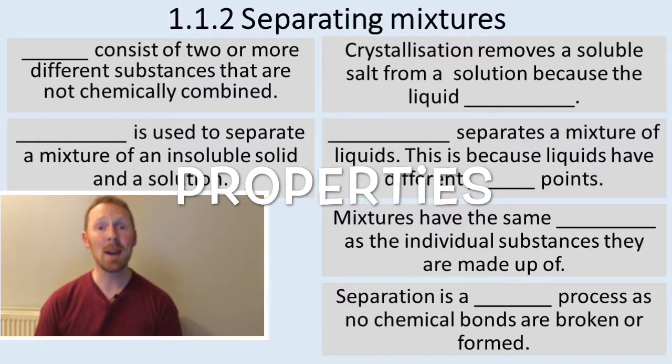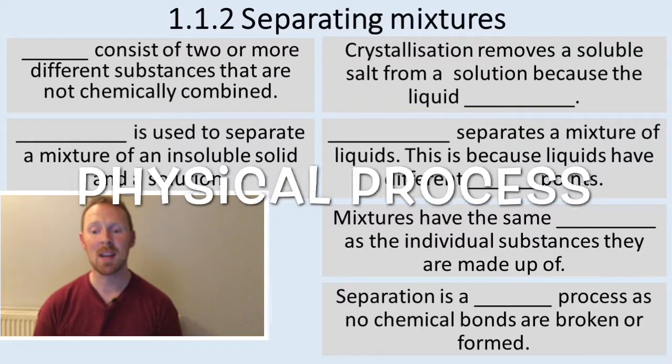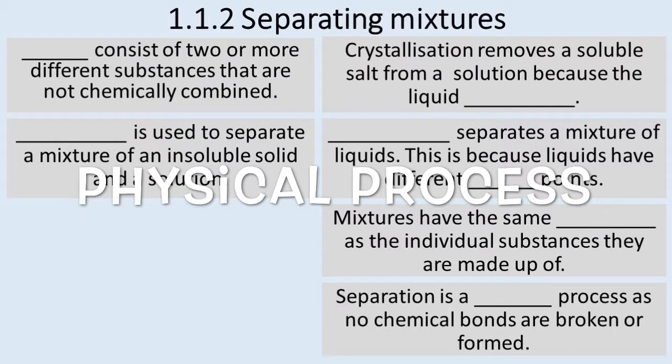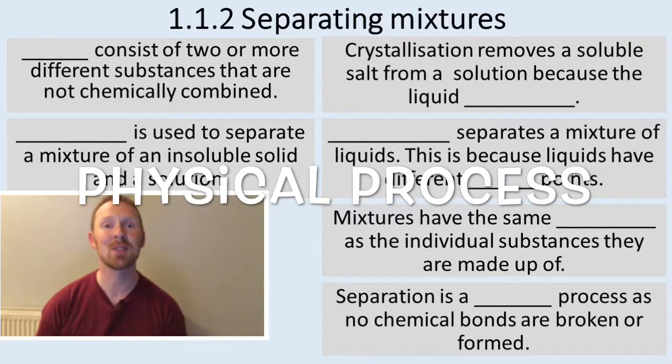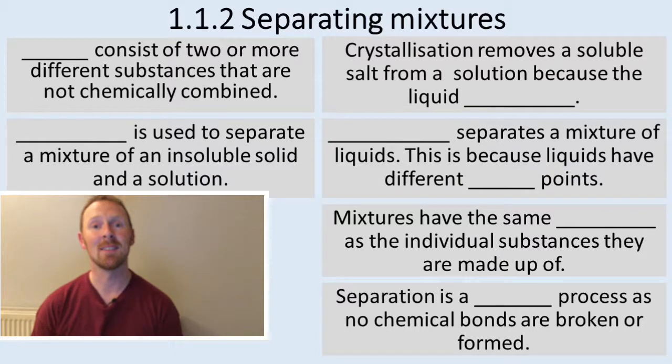So when we separate a mixture, it's a physical process. That means no chemical bonds are broken or formed when you're doing the separation. It also means that the physical change can be undone easily. So once you've separated it, you can put the ingredients back together.